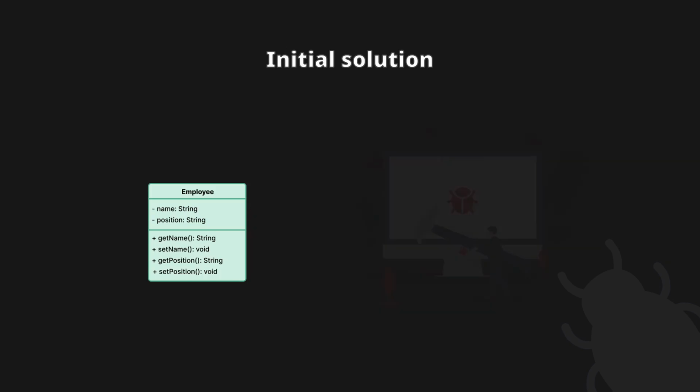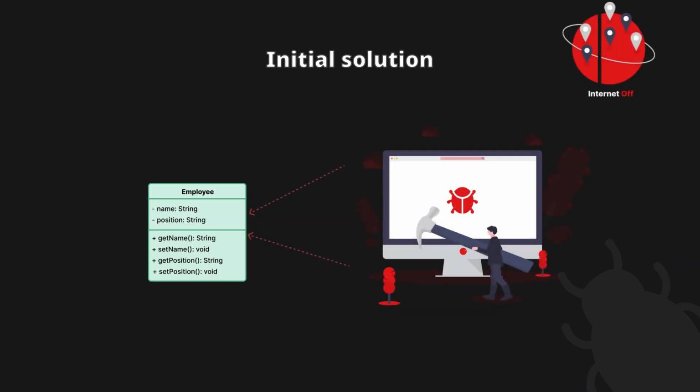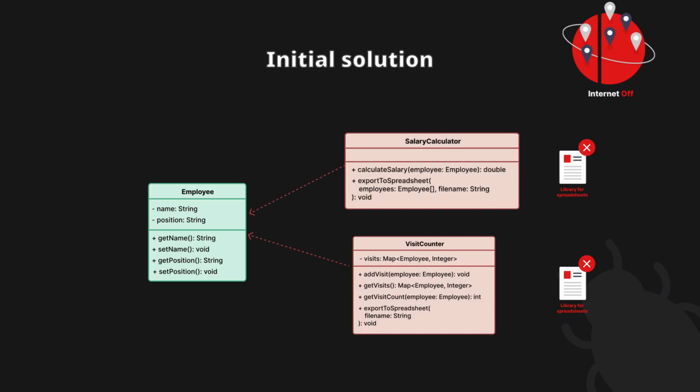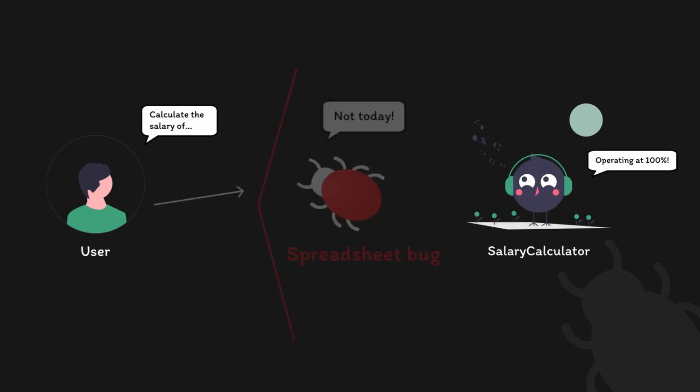But yesterday everything stopped working. It turns out that to create the spreadsheets we used a library that only works with the internet. And this library is loaded every time we create an instance of the class in memory. Notice that because of this, even if we just want to calculate the salary, it will not be possible, since the class also imports the error-prone library.